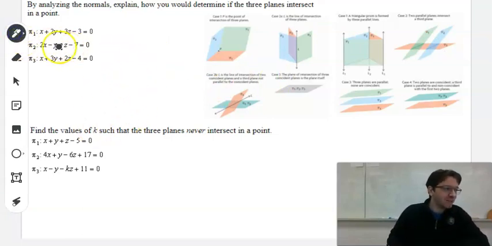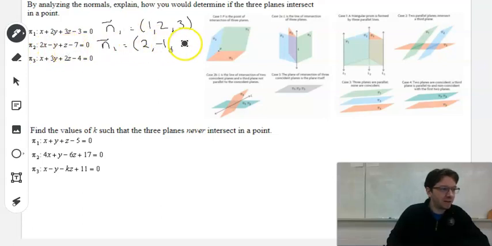So let's look at these normals. The first one, if I were to just write them, N1, that's 1, 2, 3. That's a great normal. N2 is 2, negative 1, negative 1, and 1. And our third normal is 1, 3, 2.